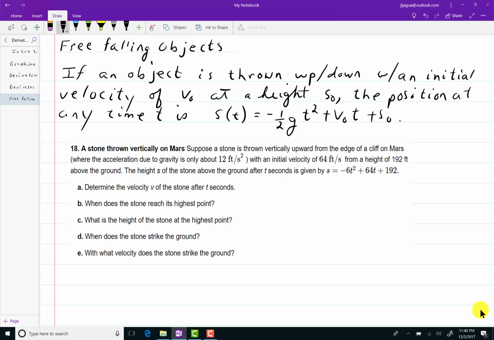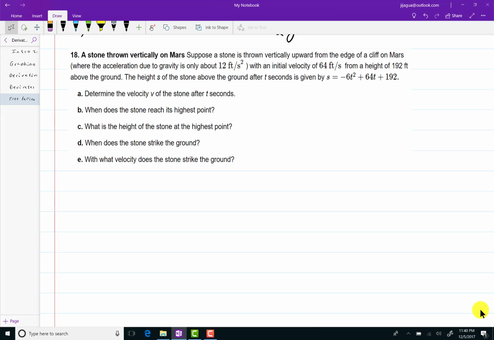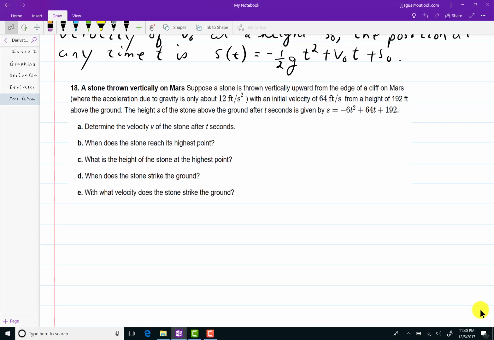And I've pulled a problem out of our current textbook, and we'll use this formula for it. You can see a stone thrown vertically on Mars. Suppose a stone is thrown vertically upward from the edge of a cliff on Mars, where the acceleration due to gravity is about 12 feet per second squared, with an initial velocity of 64 feet per second from a height of 192 feet above the ground. The height of the stone above the ground after t seconds is given by, so let me show you, 12 feet per second squared is Martian gravity.